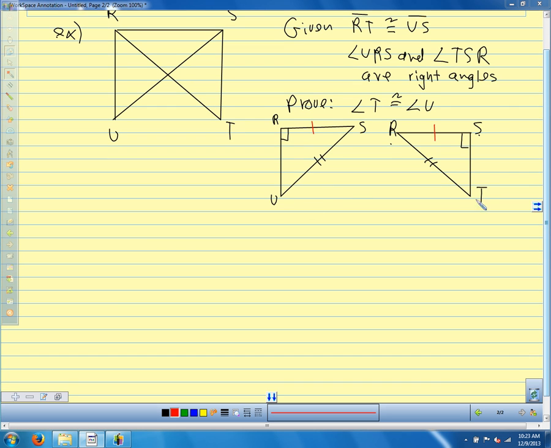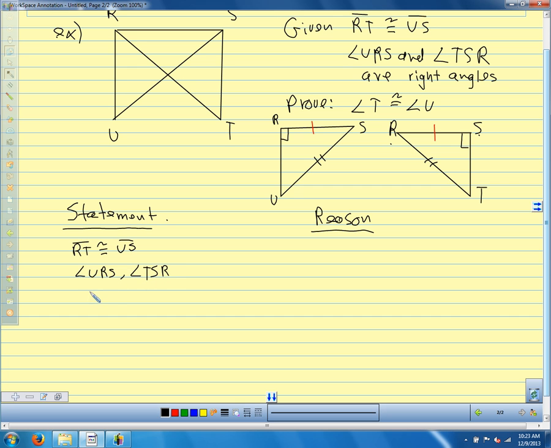And since the triangles are congruent, then the angles are congruent. So now we have our proof. We know what we're going to do for our proof. So I'm going to write my statement and my reason. We'll write our givens: segment RT is congruent to segment US, and angle URS, angle TSR are right angles, and this is given.